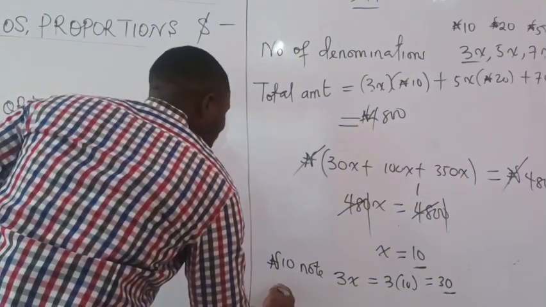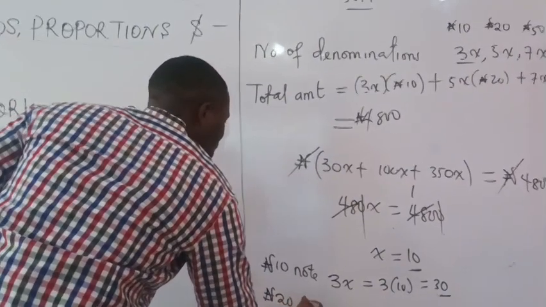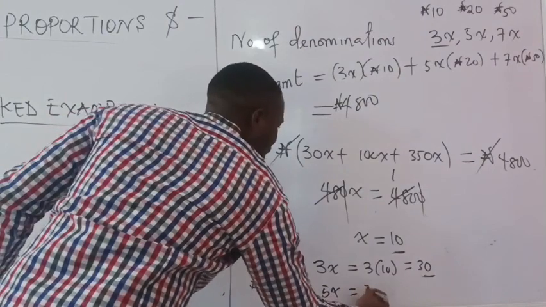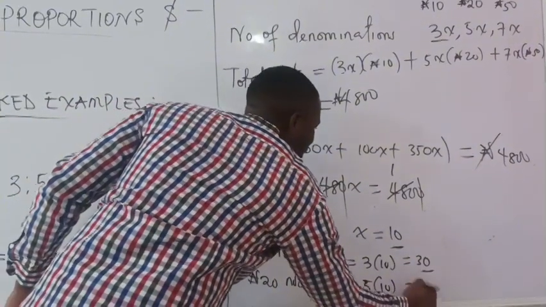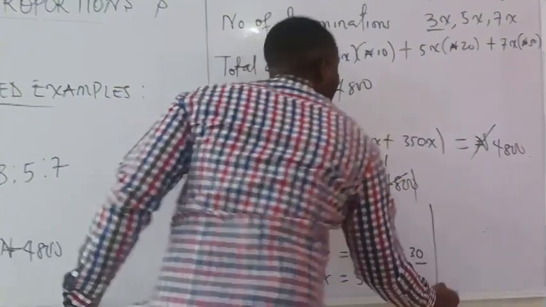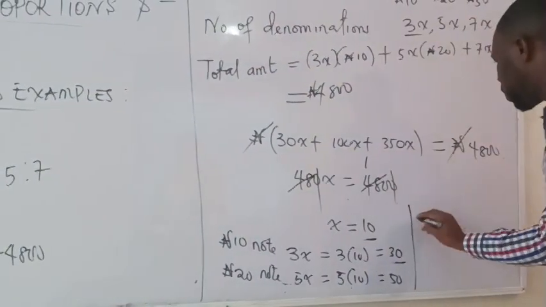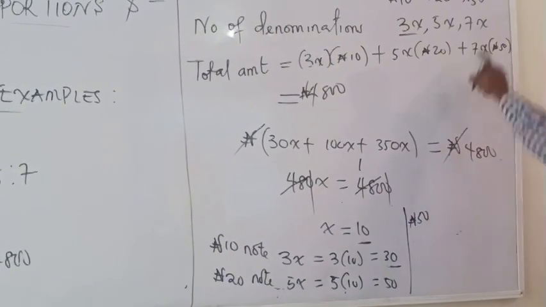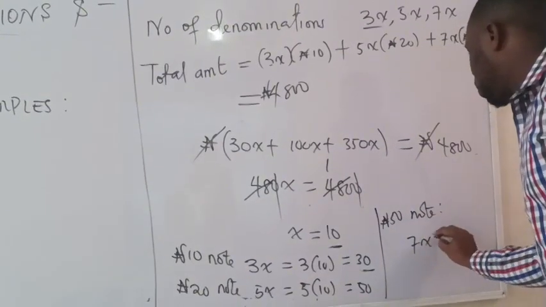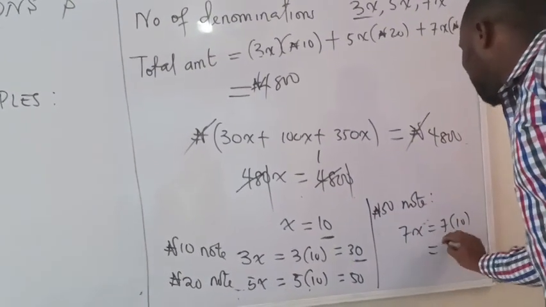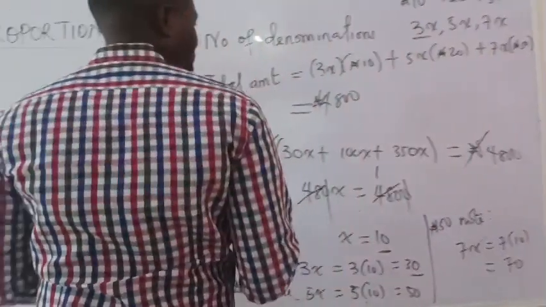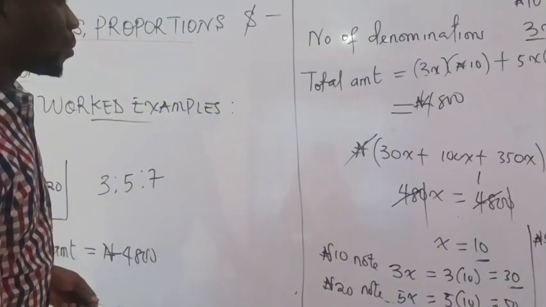Then for the 20 naira notes, this would be 5x, and of course this will boil down to 5 times 10. So I have 50 notes of 20 naira denomination in this bag. And of course, last but not the least, the 15 naira notes. For the 15 naira notes, this would be 7x, which would amount to 7 times 10. And of course, I have 70 pieces of 15 naira notes in the bag. Alright, so this is for the first question.